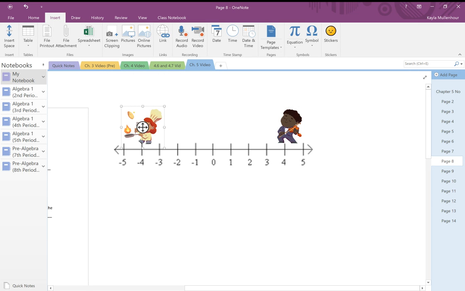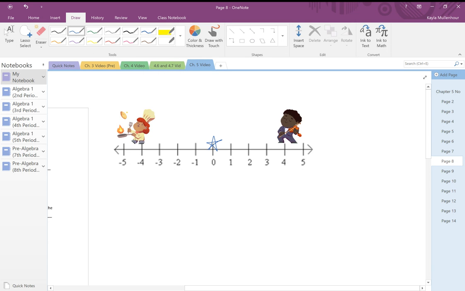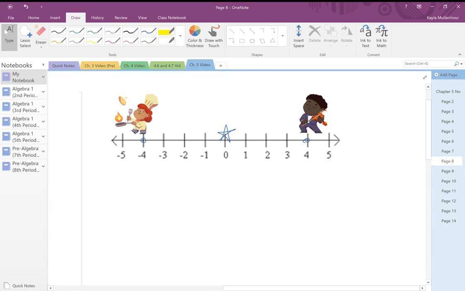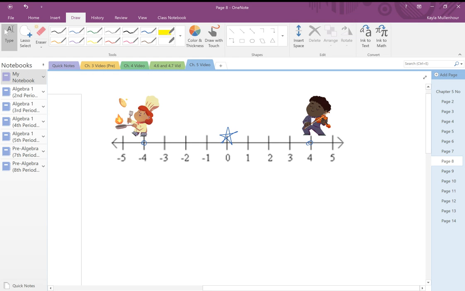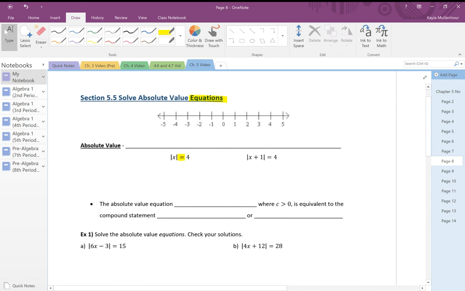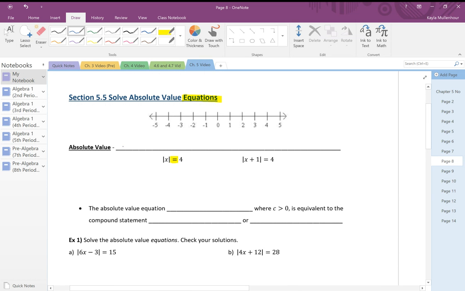Talking about absolute value, I've got these two characters situated on the number line, and if I were to stand right here at 0, both the chef and the violinist are the same distance away from me. They're both 4 units away. It doesn't matter that the chef is at -4 and the violinist is at +4. Distance is always going to be positive, just like absolute value, because it's talking about something's distance from 0.